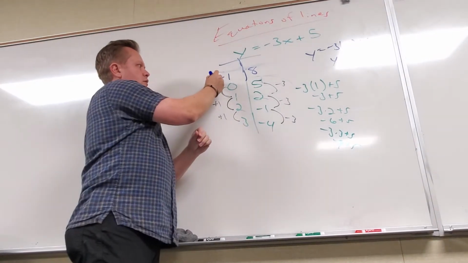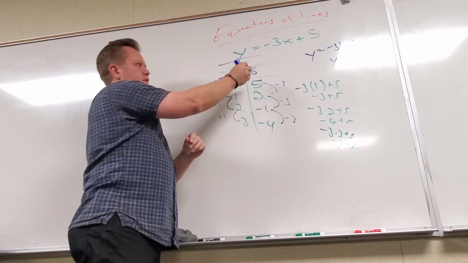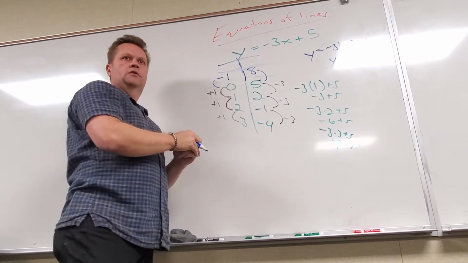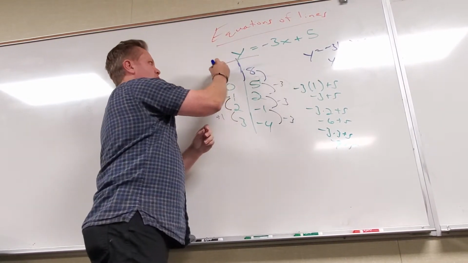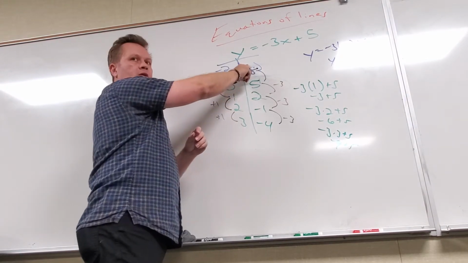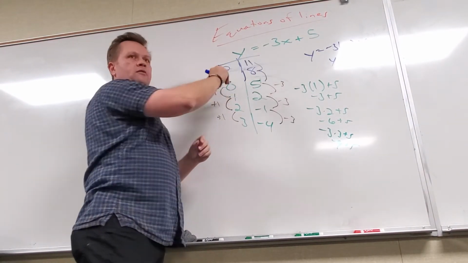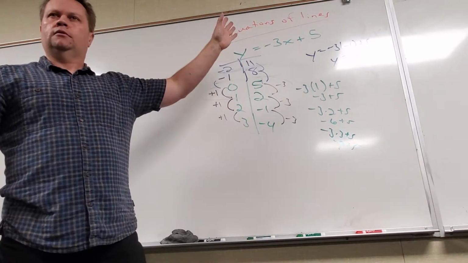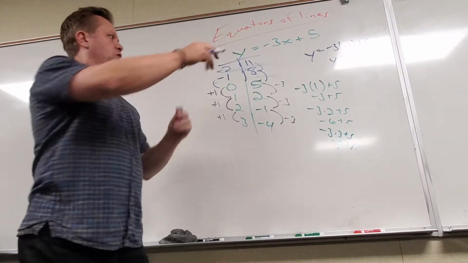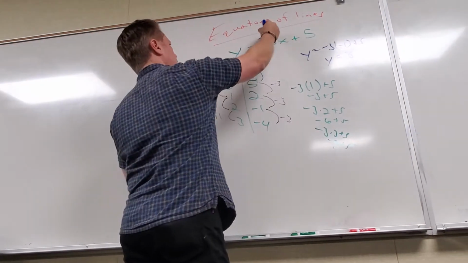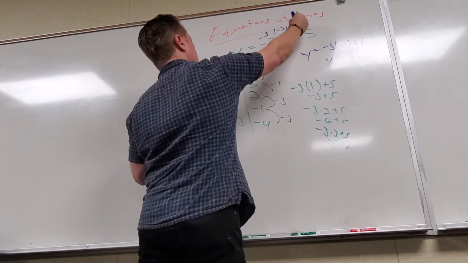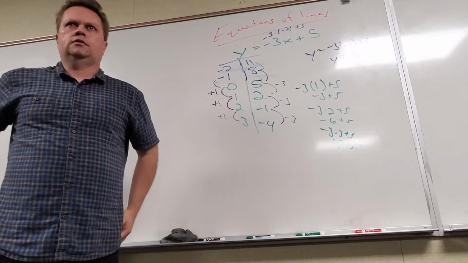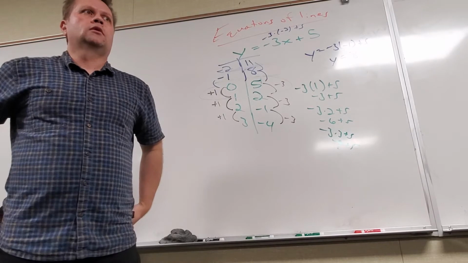So look, if I go up by 1 on my x, how much did the y's change? 3. So I can make a prediction now. If this is -2, what would I predict this would be? 11. Right? Just seeing the pattern. And sure enough, if I put a -2 in, -3 times -2 is 6, plus 5 is 11. I like it. Is that cool? Yes.